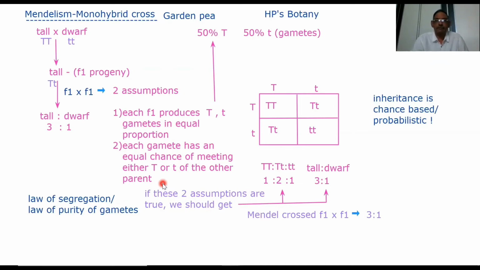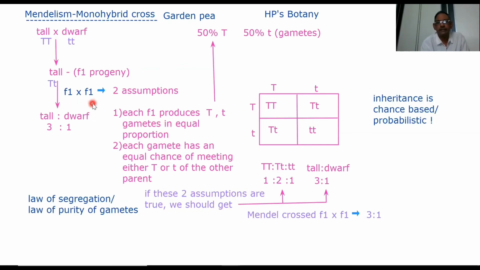That is why capital T and small t gametes are produced in exactly equal proportion, and there is no third party's interference in gametic meeting. Any gamete can meet any other gamete with equal chance. If these two assumptions are correct, then we can calculate the result of F1 into F1.